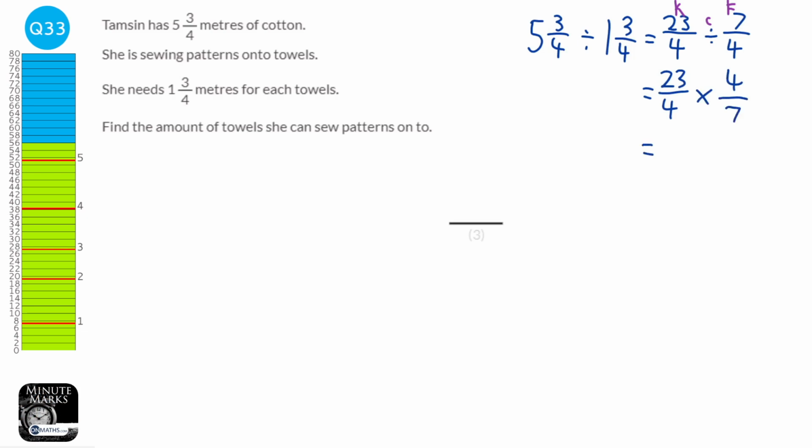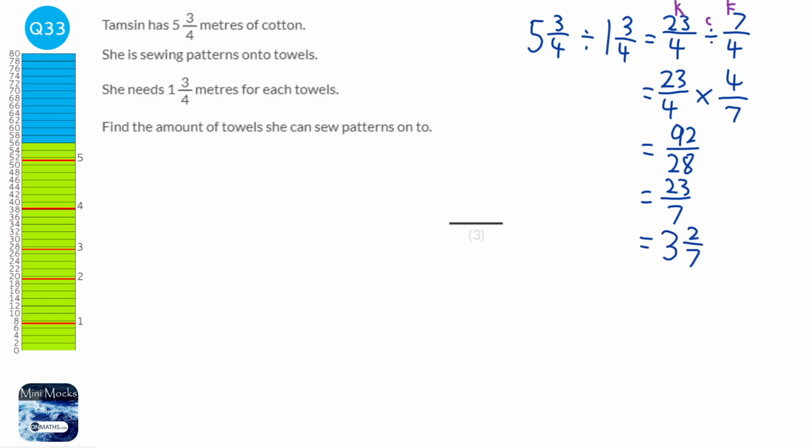Okay, whenever we multiply, we just multiply the tops, so 23 times 4, which is 92, and we times the bottoms, which will be 28. And now we need to convert this back into a mixed number. So first of all, actually we can simplify this, because we can divide top and bottom by 4, so that would be 23 over 7. And then make this a mixed number. So 7's into 23 go 3 whole ones, and then obviously 2 remainders, so it's 2 over 7.